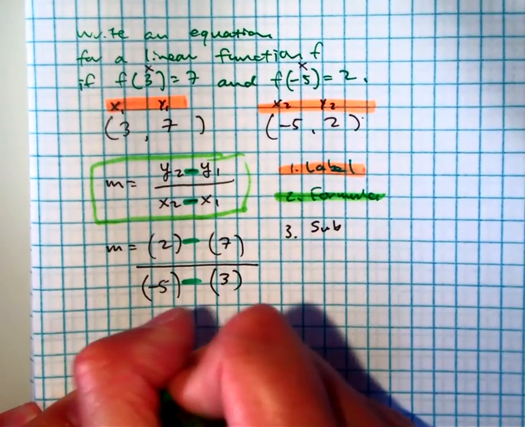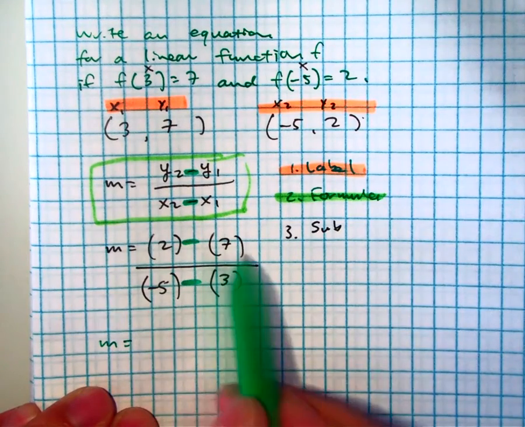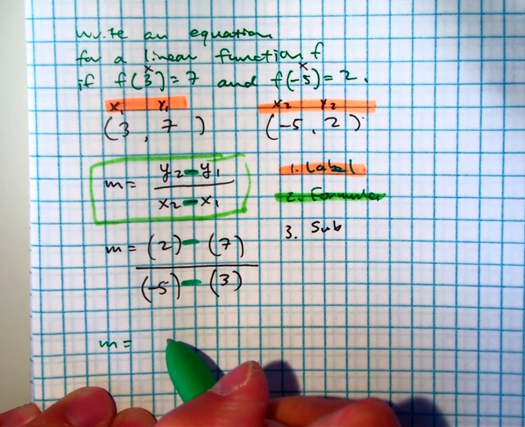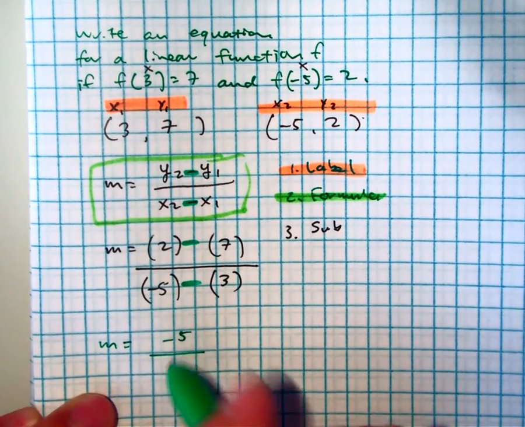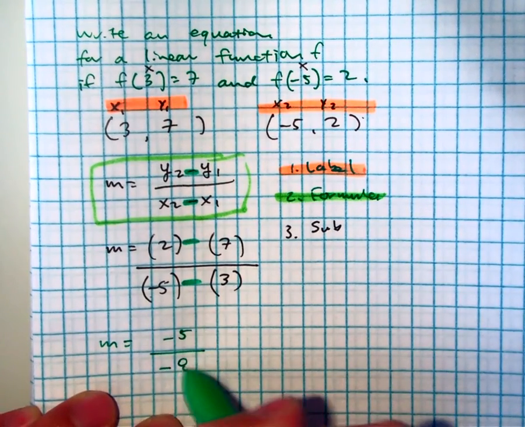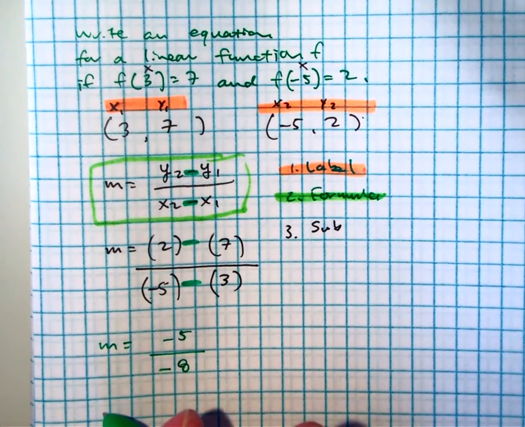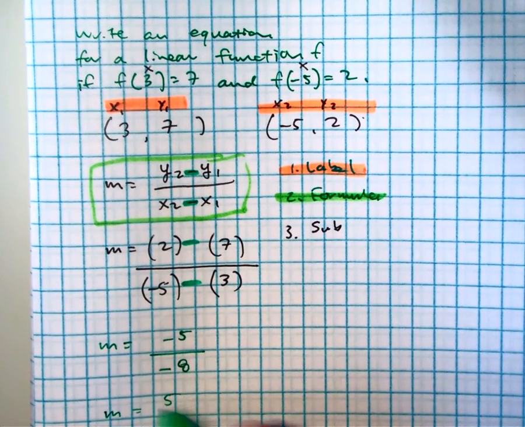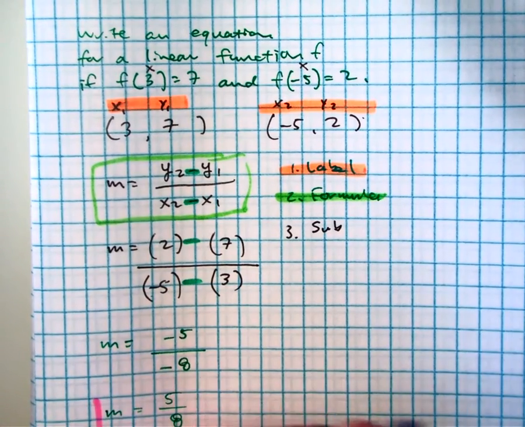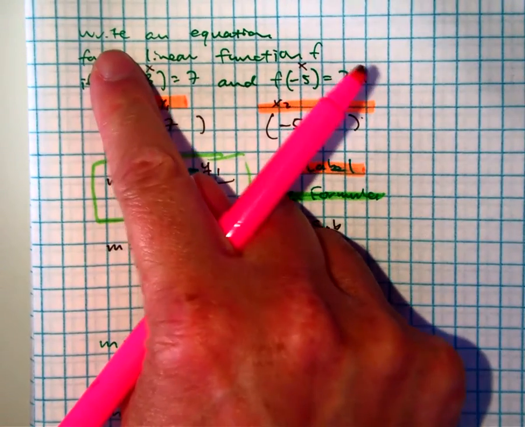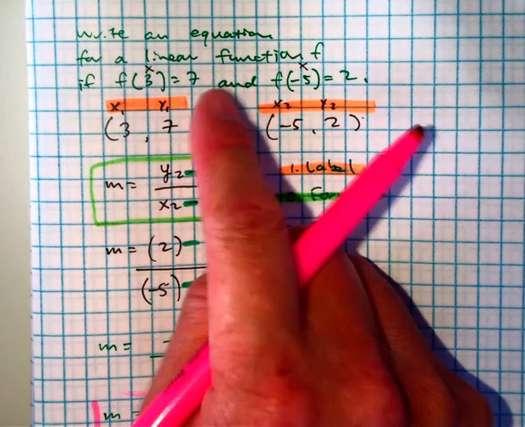Let's go ahead and simplify now. 2 minus 7 is? -5. -5 minus 3 is? -8. Negative divided by negative is a positive. Let's use pink. Does it tell us to find the slope?